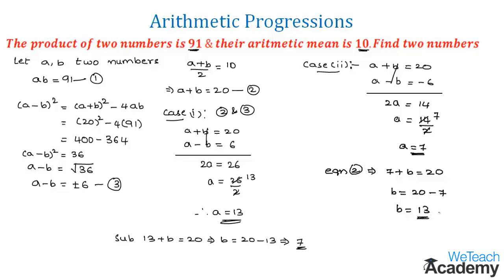So observe that when A minus B is equal to 6, we get the values of A and B as 13 and 7. And when A minus B is minus 6, we get the A value as 7 and the B value as 13. So in both cases, we got the two numbers as 13 and 7. So we can conclude that the two numbers are 13 and 7. This is how we solve an example.